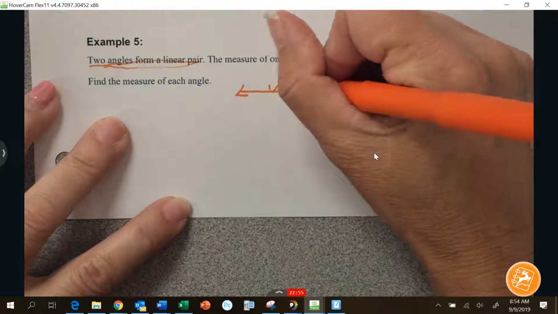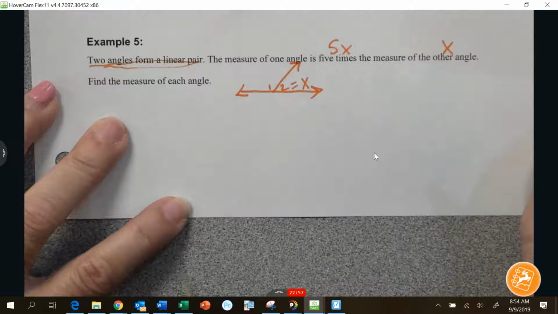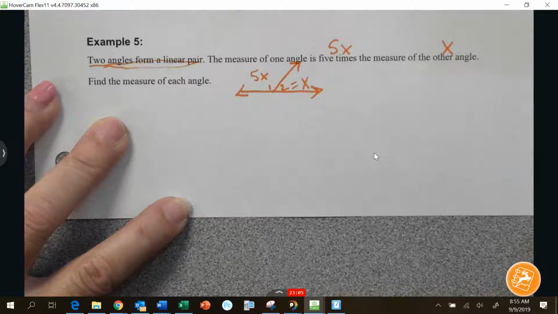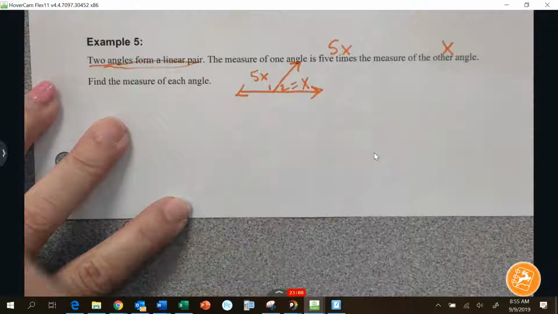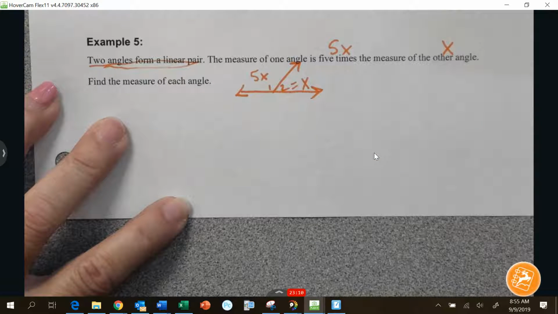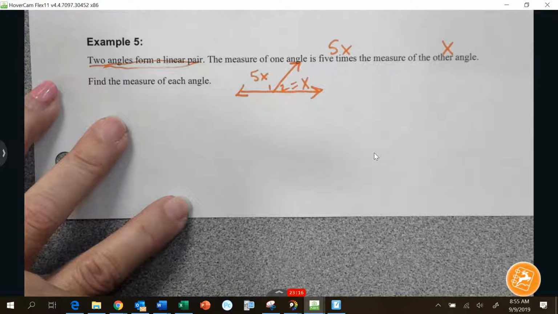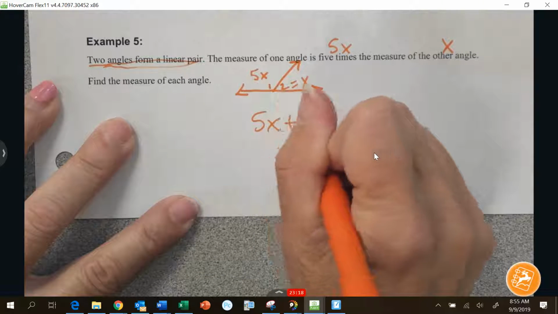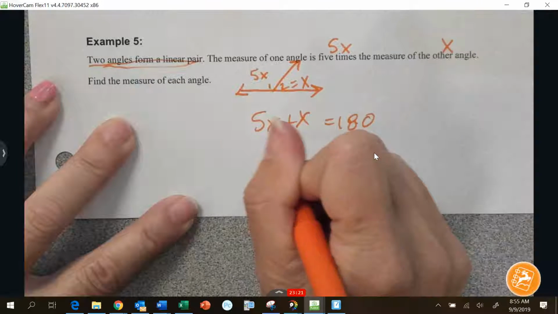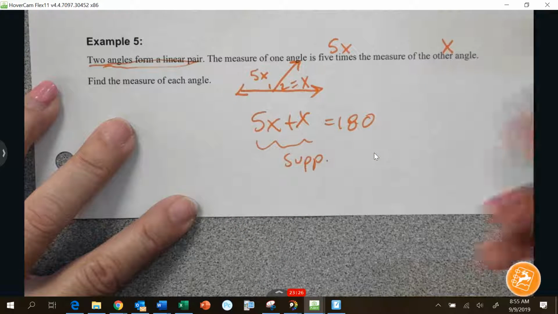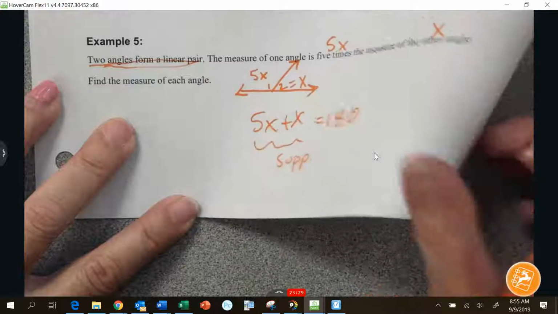Why? Because it's supposed to be more than the other one. Yeah, 5 times more, right? So that one's going to be the 5x. So if I do 5x and x, how can I solve it? How can I set up an equation? What do I know about a linear pair? What do I know about these? Abby? Right, linear pair, they're supplementary. So they equal 180. And then we could solve that, and we get x equals 30, and then 30 times 5 is 150.